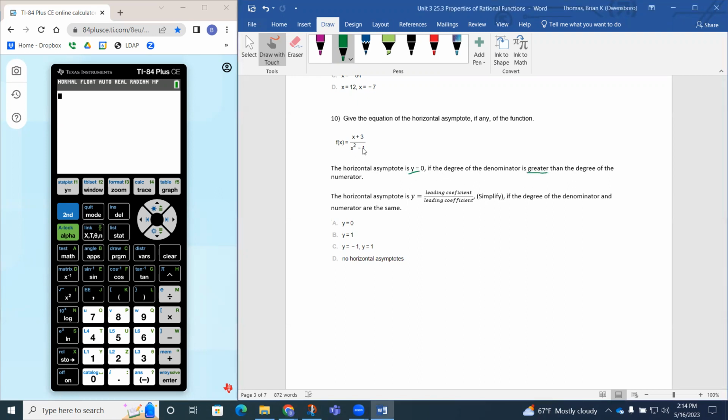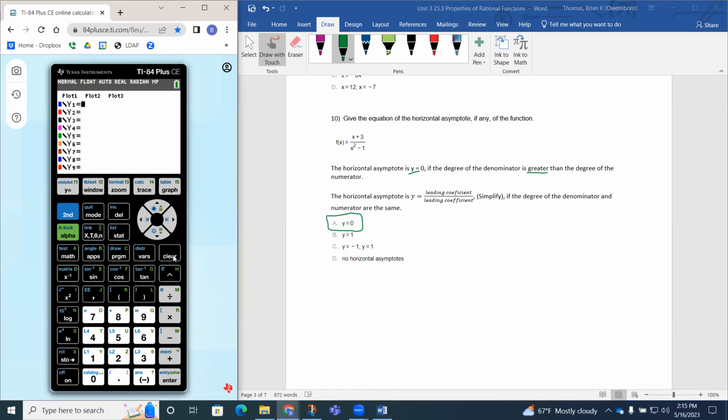degree of the numerator. So notice how the degree of the denominator is 2 and the degree of the numerator is 1. So the denominator is bigger than the numerator. So this holds true. The answer is going to be y equals 0. Again, we can also understand this by looking at it from a graphing point of view.